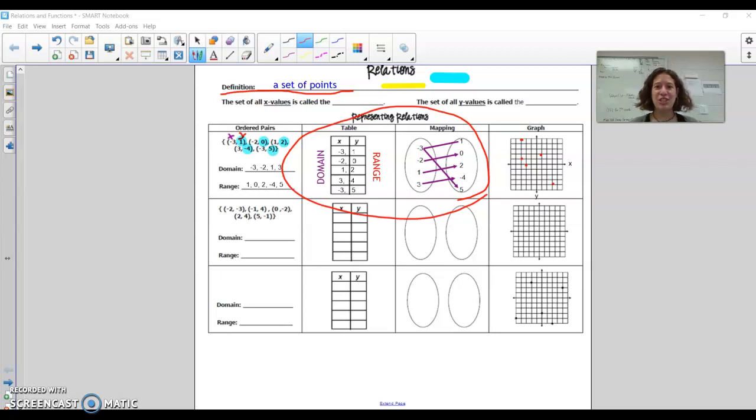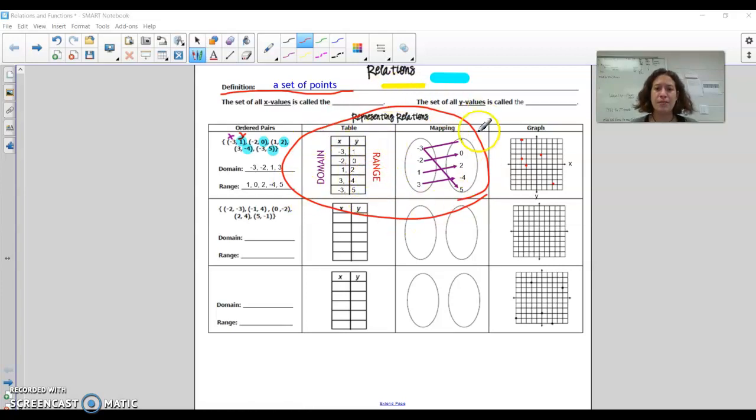Hey guys. Okay, so let's review real quick what we just talked about. We were talking about relations. Relations are nothing special. It's just a set of points. Each point is an ordered pair. It has an x value and a y value. And the x values are called the domain, and the y values are called the range.